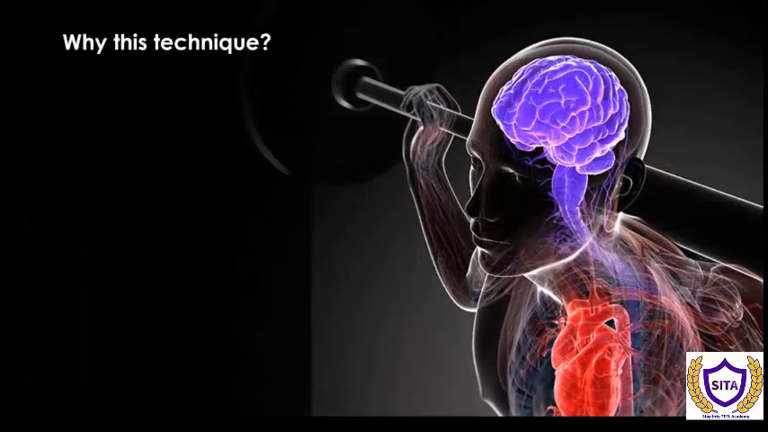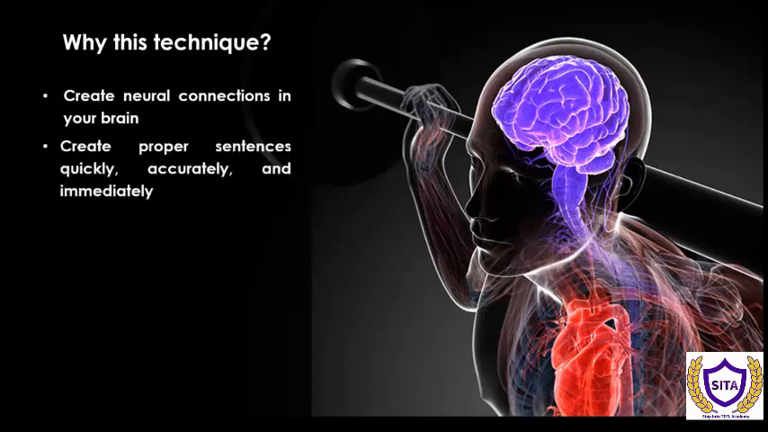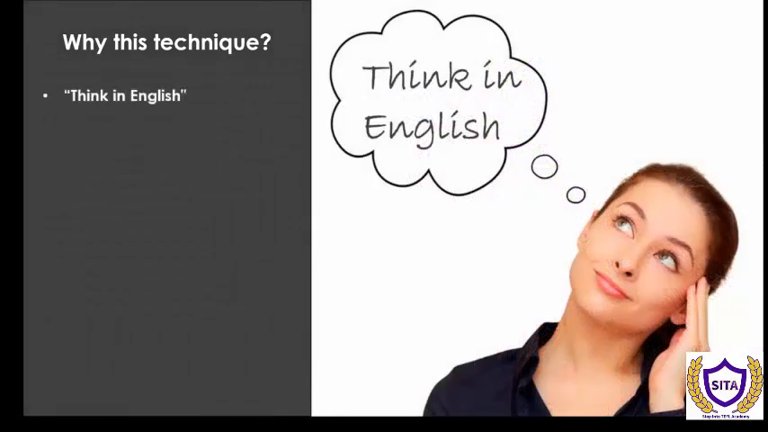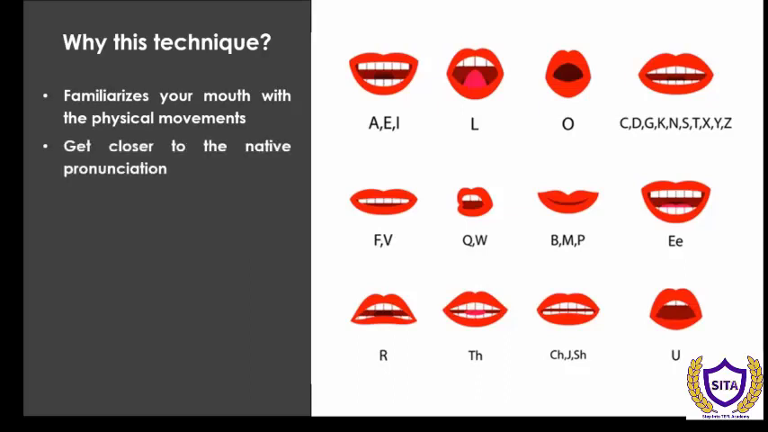Why this technique? When you apply the role modeling and shadowing technique, you will create neural connections in your brain. When it comes to speaking, you can create proper sentences quickly, accurately, and immediately without having to think about it. What's more is that shadowing helps you think in English because you don't have to translate back and forth in your mind. It also helps you improve your listening and pronunciation skills because you must listen carefully in order to repeat. One more benefit of this technique is that it familiarizes your mouth with the physical movements required to produce the sounds, so you can reduce your accent and get closer to the native pronunciation.